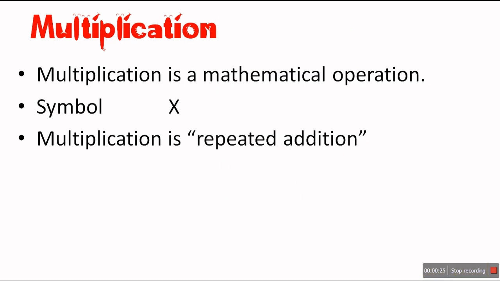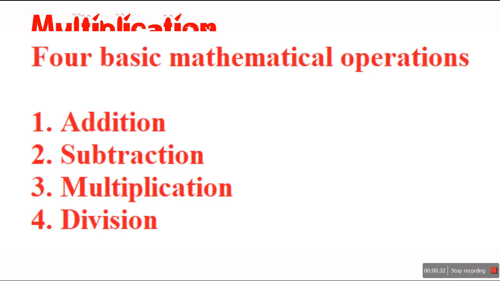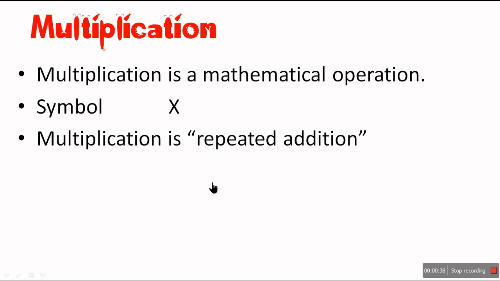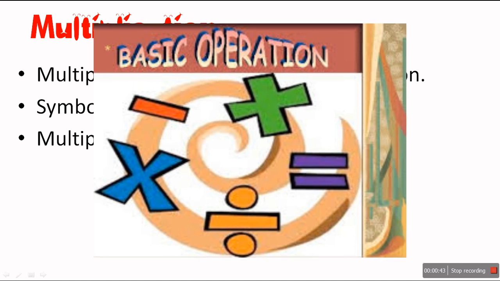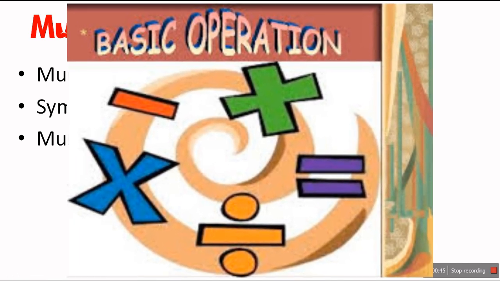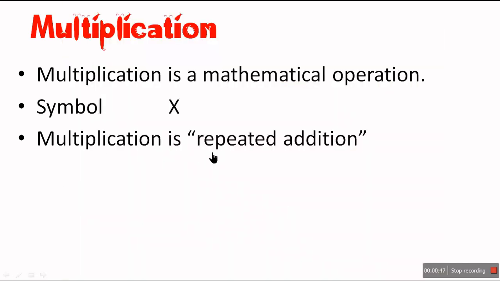Multiplication is a mathematical operation. There are four basic mathematical operations: addition, subtraction, multiplication, and division. So multiplication is one of the basic mathematical operations. This cross is the symbol for multiplication, and multiplication is nothing but repeated addition. When we add some number repeatedly, this is called multiplication.